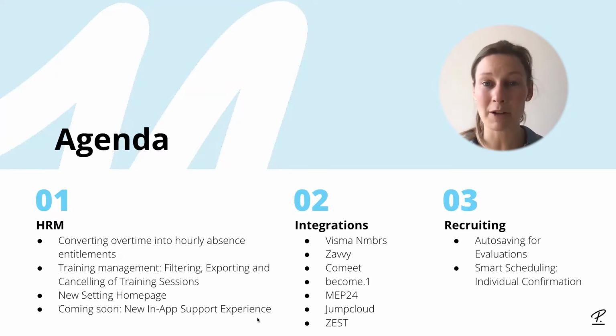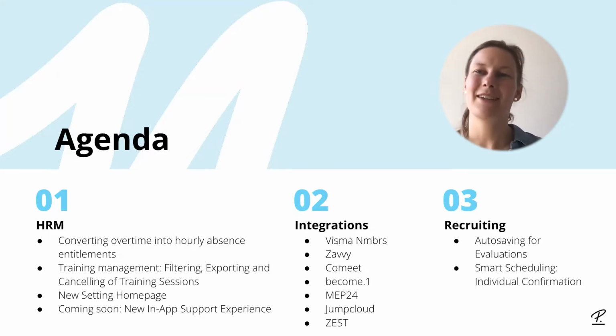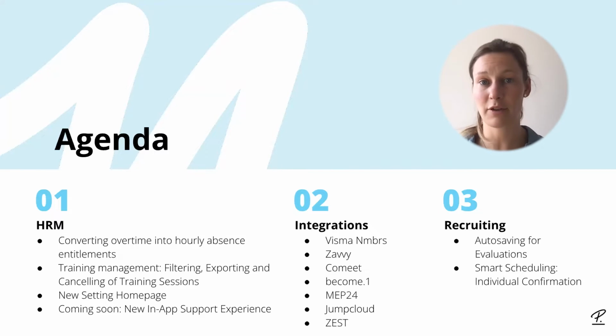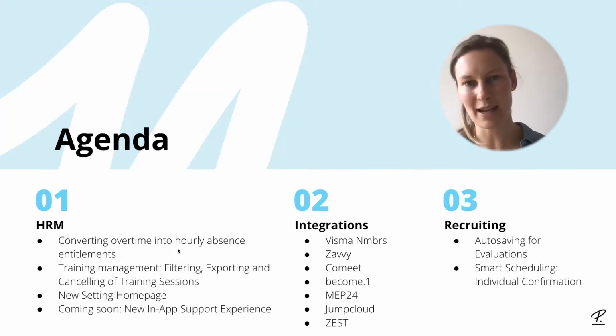And on the smart scheduling side, they have also done an iteration. Last month I already introduced the smart scheduling functionality overall, and now there is a little add-on: you can also insert an individual confirmation and don't have to go with the standard confirmation of a scheduled calendar invite for a candidate. So let's have a look at the account on the hourly absences, and how overtime can be calculated in hourly absences.